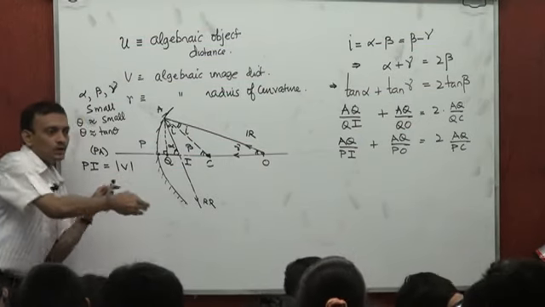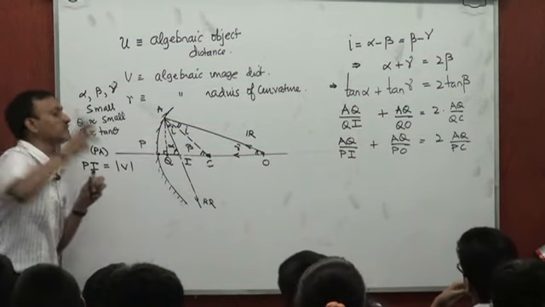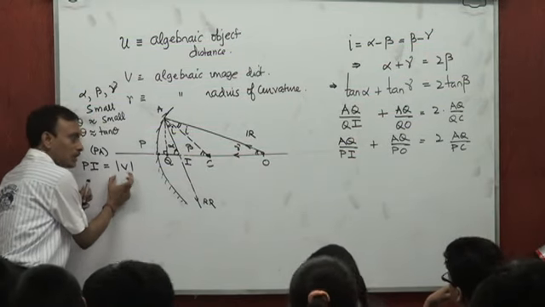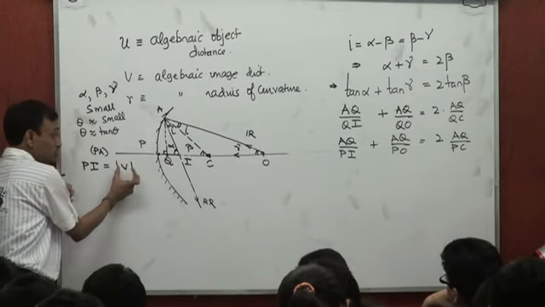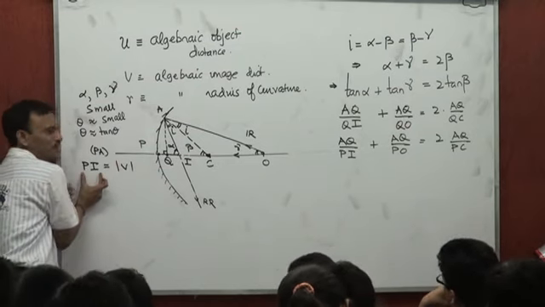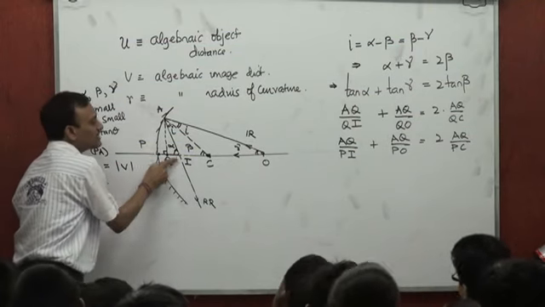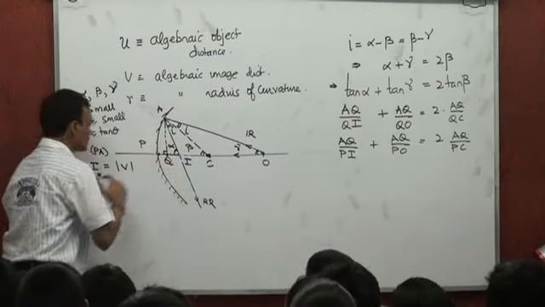These bars will cause the sign to get obliterated, leaving it with a positive sign, right? V is algebraic, but PI is not algebraic. PI is a length, right? V can be positive or negative, but PI is always positive.